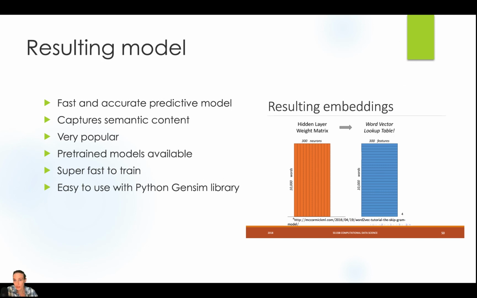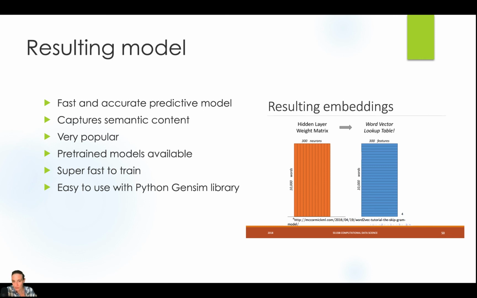So the resulting word2vec model is fast and accurate to predict. You can optimize the loss function very well. It captures semantic content, so it captures the meaning. It will capture both that pineapple and pizza are food, without requiring any labels that say that pineapple or pizza are food. It's very popular. There are lots of pre-trained models available. That means somebody has already applied a training data set to it and optimized the weights. And you can use these weights for different problems. It is super fast to train and it's very easy to use in Python.